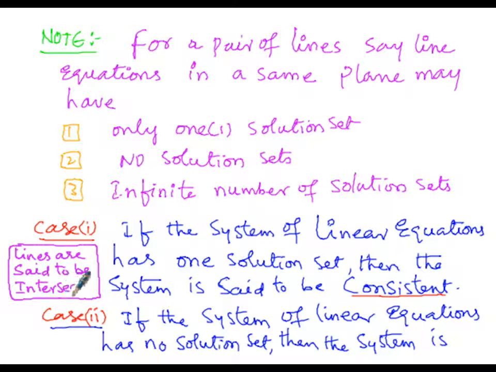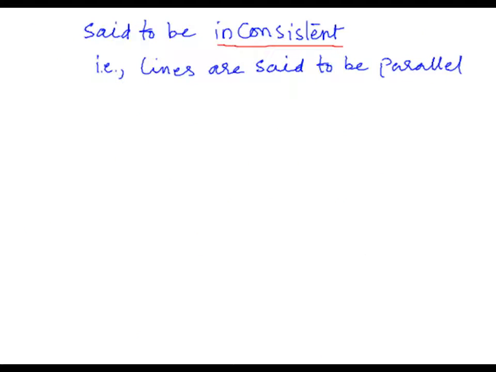When they intersect, they have only one solution set. So in this manner the lines will be intersecting. If two lines, this is the first line and the second line, intersect, then they will have only one intersecting point, that is only one solution set, that is x comma y. In the second case, if the lines are parallel, then they are said to be inconsistent, they are not intersecting, so there is no solution set in this case.